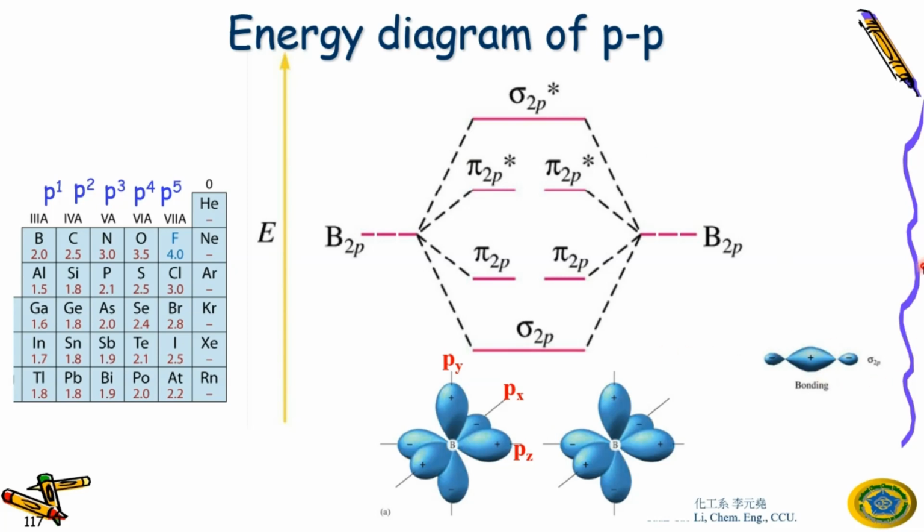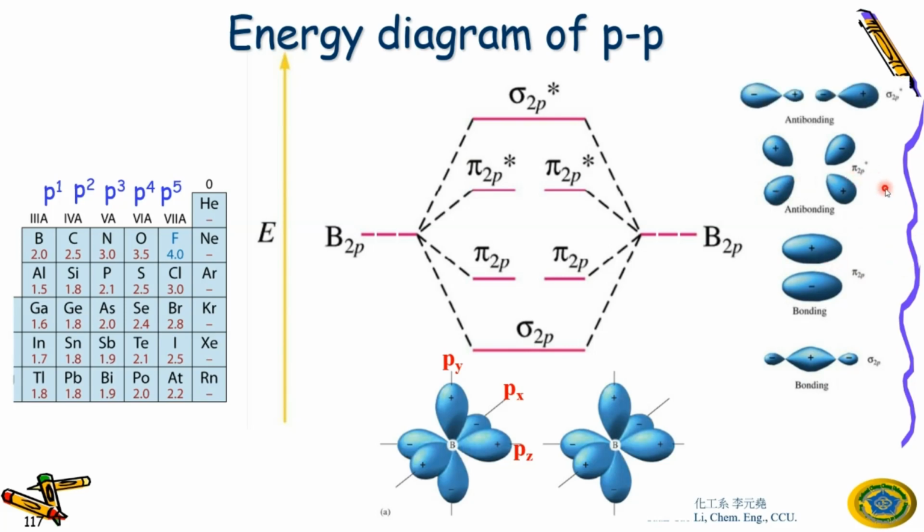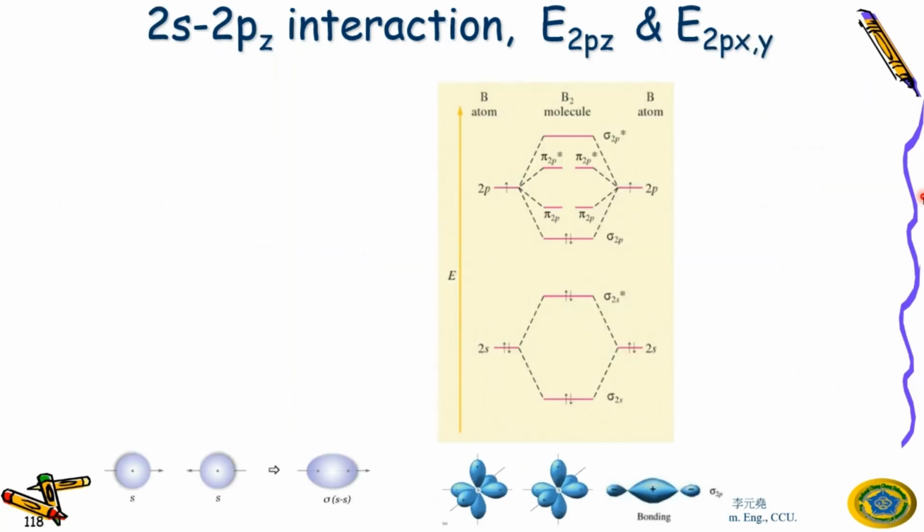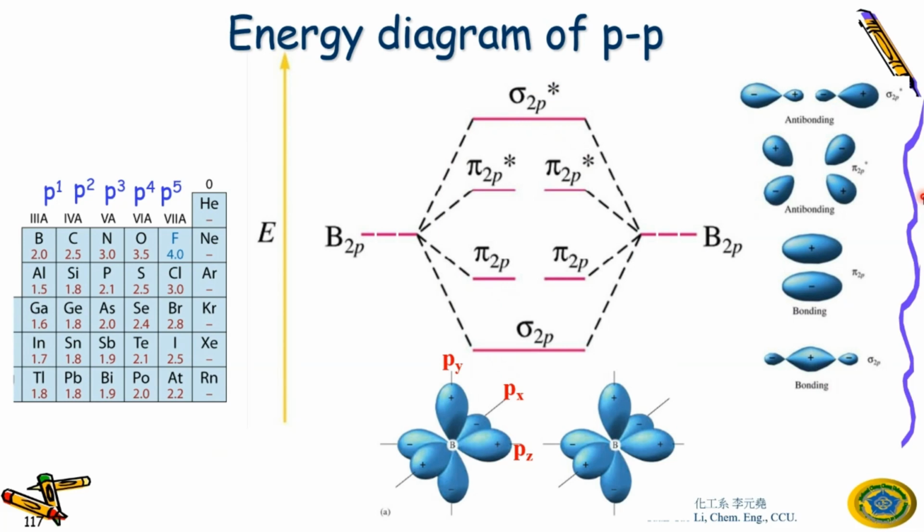This is the bonding molecular orbital, as we just learned, right? This is a lobe. This is a node, a lobe. And this is the anti-bonding molecular orbital for the pi bond. This is the anti-bonding molecular orbital for the sigma bond. Right. And this is fundamental, it looks like this.